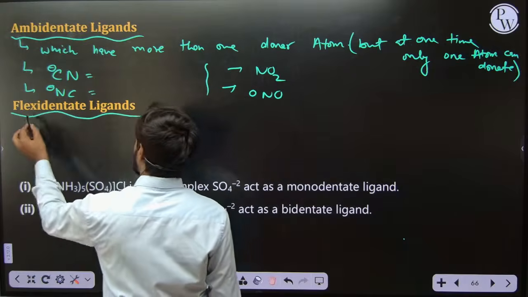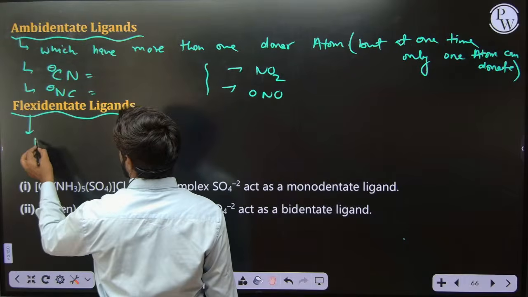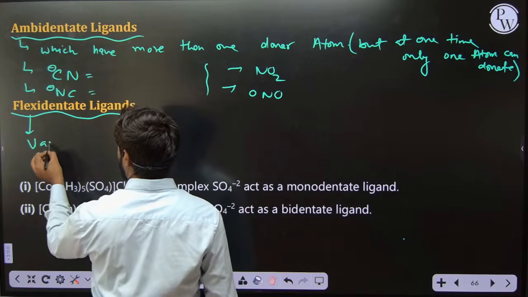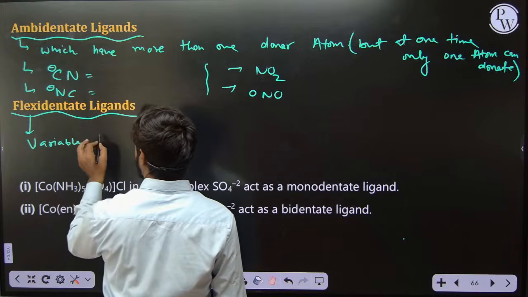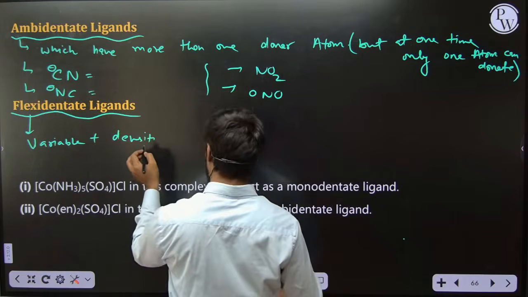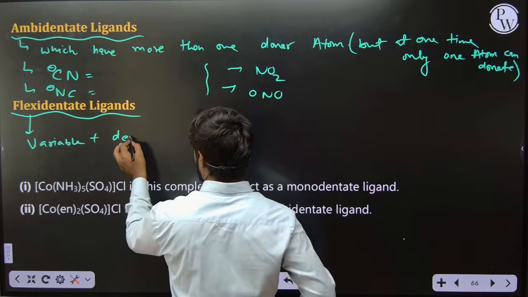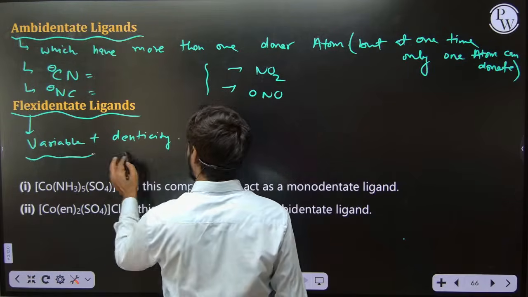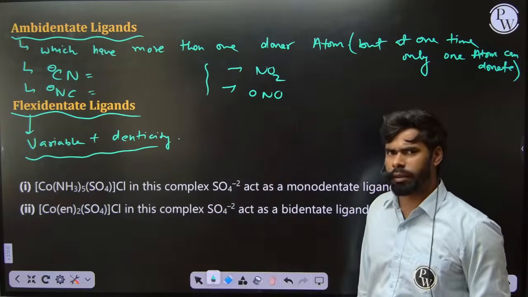Next is the flexidentate. Flexidentate means flexible, that is, variable denticity. Variable denticity means the denticity can be changed for the species.